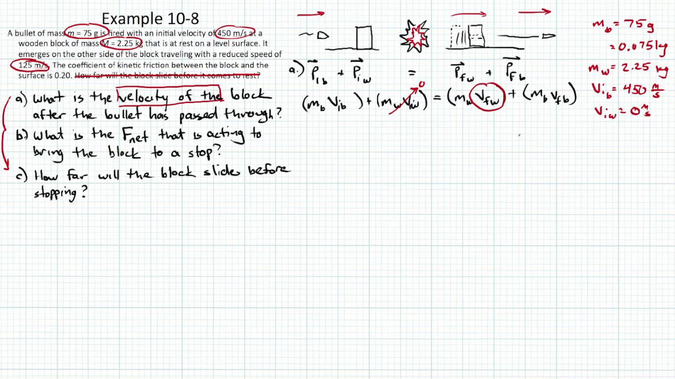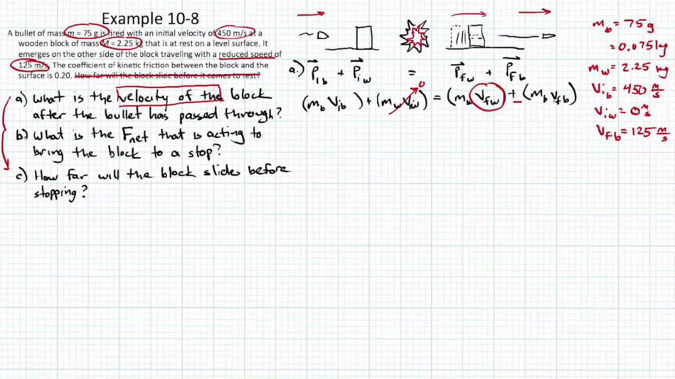So, let's start getting this by itself. We're going to subtract mass of the bullet, final velocity of the bullet from both sides. Oh, I'm sorry, I forgot to write one thing down. We do have the final velocity of the bullet as well. V final of the bullet, that is 125 meters per second. That's going to be very helpful.